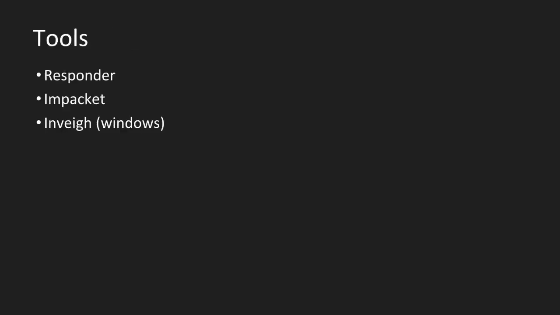So the tools that people use for this sort of attack are Responder and Impacket. Both of them are Python scripts. Responder is for poisoning the network, and Impacket is a library which can do a heap of things, namely the NTLM relay is the big one, which is what we're going to be working on.